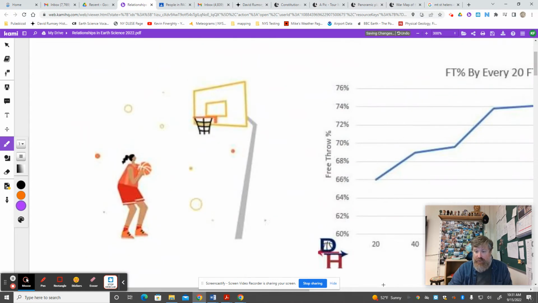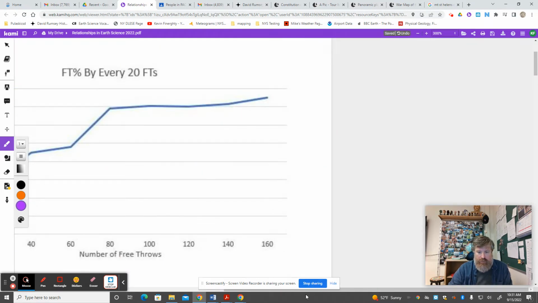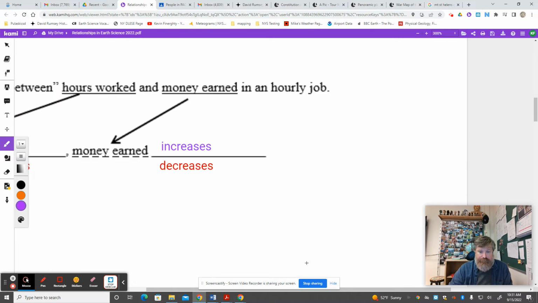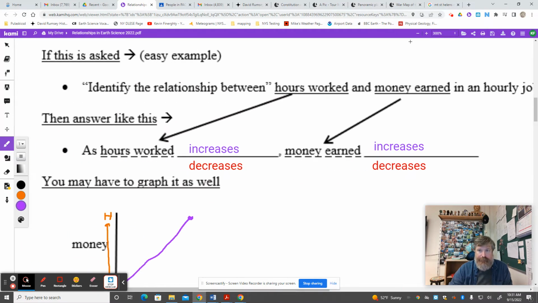A lot like this foul shot one did up here. Sorry. As this goes up, this goes up. So your graph generally has that trend of going up. Cool?